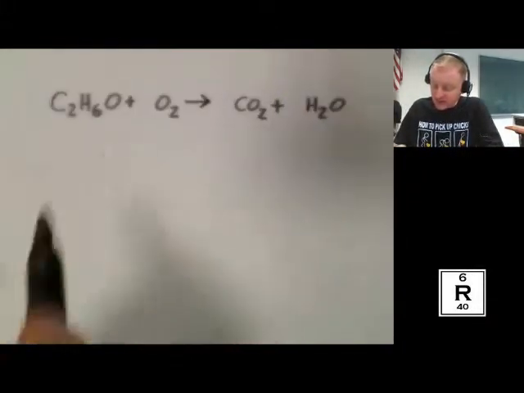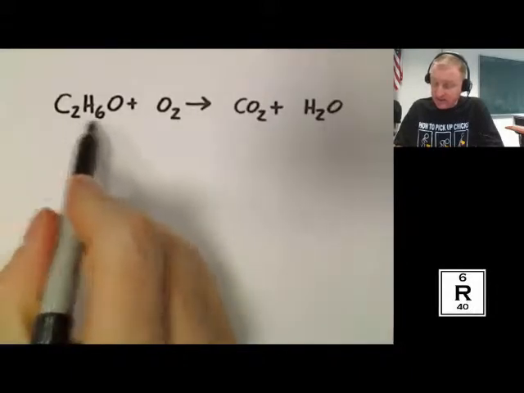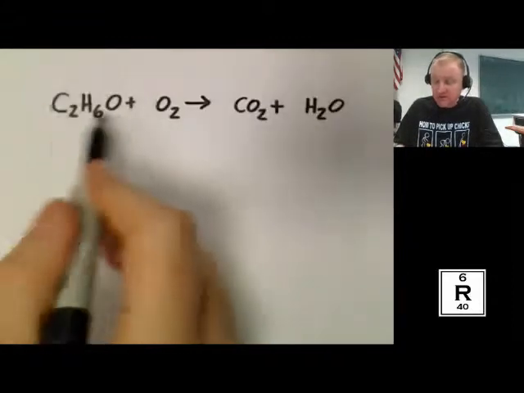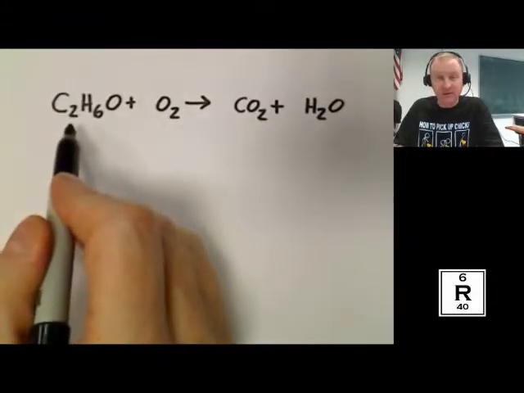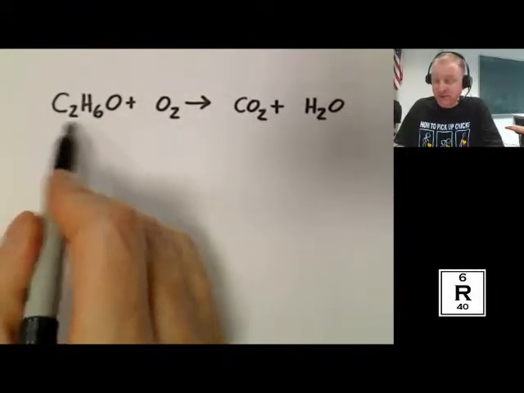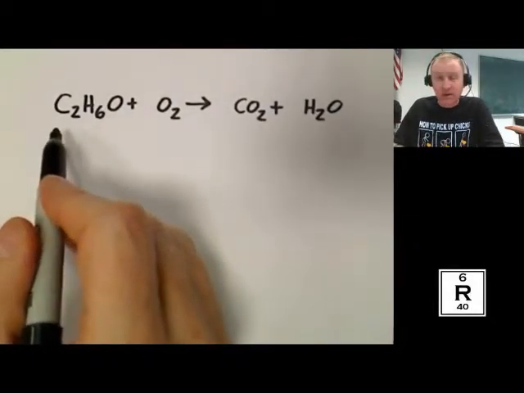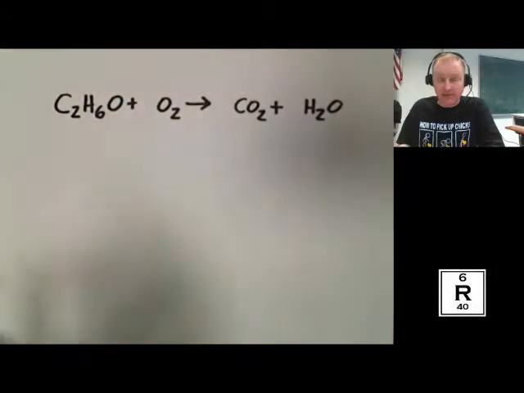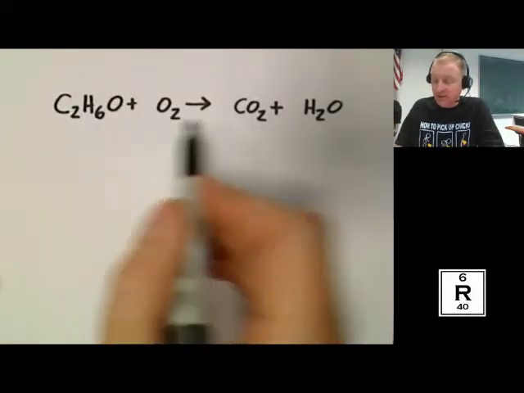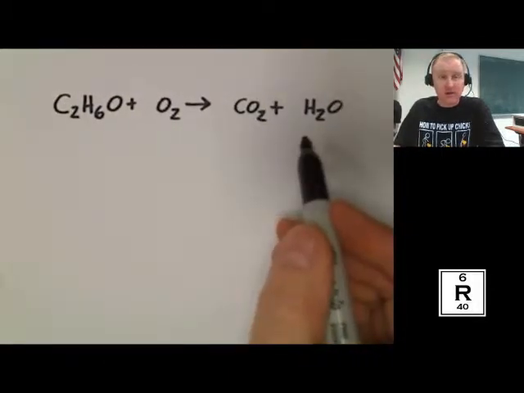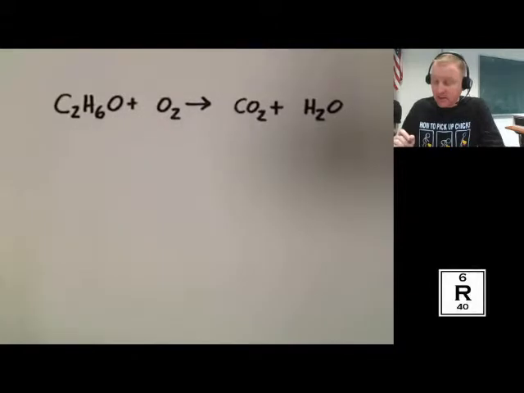By the way, this is a reaction. This right here is the formula for ethanol, which is drinking alcohol. And if you have a very strong concentration of ethanol, you might be aware that you can light it on fire, it burns. So the reaction is that the ethanol reacts with oxygen to produce carbon dioxide and water. So this is the reaction of burning of ethanol. Let's take a look here and figure out how to balance this equation.